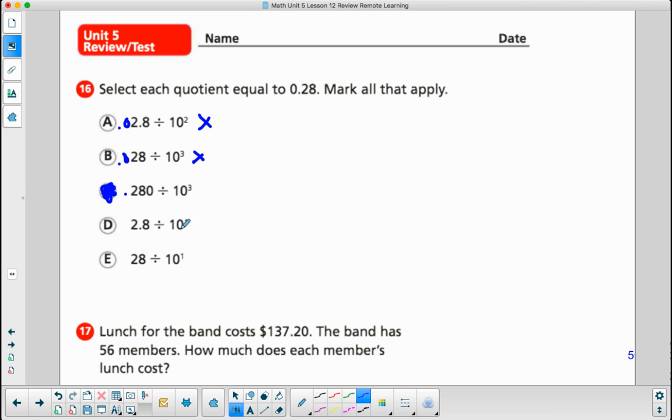D, 2 and 8 tenths divided by 10 to the first power. 10 to the first power is just 10. That means shifting each digit 1 place to the right, or my decimal once to the left, gives me 28 hundredths. So D is a correct answer.